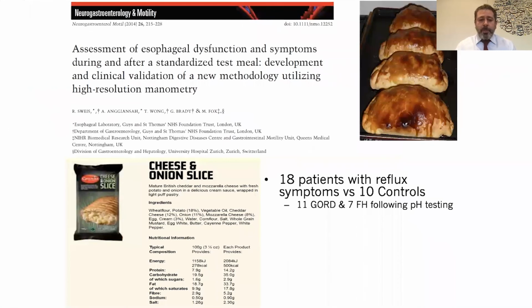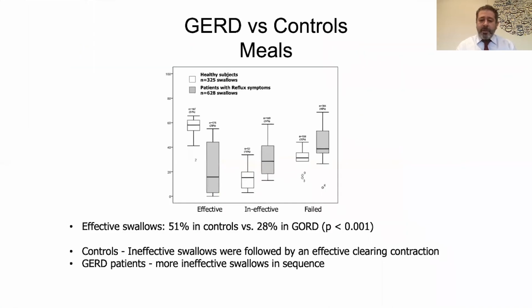We published this study in 2014, looking at 18 patients with reflux symptoms who had a cheese and onion pasty. And we found that only a quarter of patients who had reflux disease had effective esophageal motility, whilst half of the healthy subjects had an effective peristalsis after swallowing. And we saw that with the controls, ineffective swallows were followed by an effective clearing contraction, whilst in reflux disease, this is less likely.